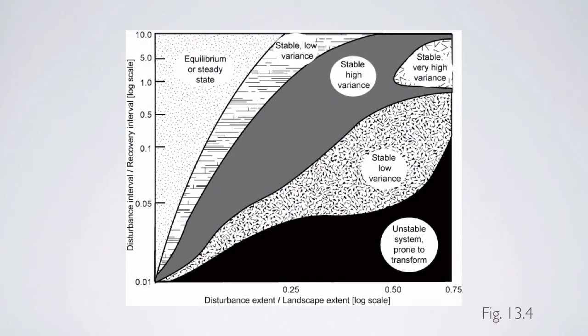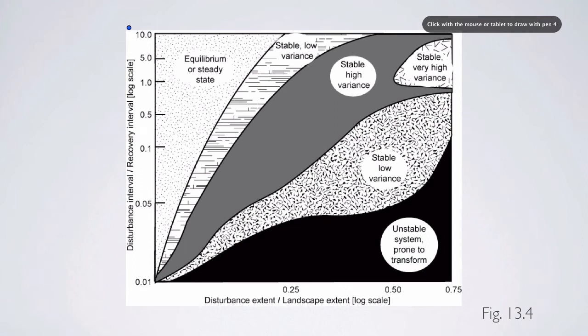This graph shows a relationship between the effect of disturbance size and disturbance frequency on the stability of landscape processes. On the x-axis, we have the extent of the disturbance relative to the landscape extent. So basically, how large is that disturbance? Does it take up the entire landscape or just a small proportion of the landscape? And here we have the disturbance interval relative to the recovery interval.